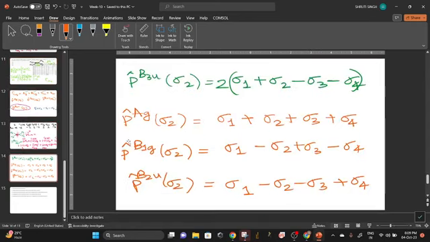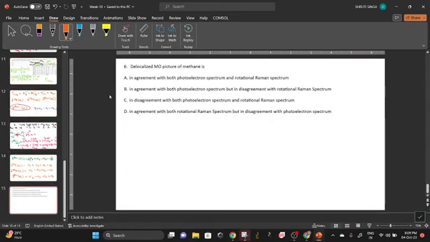Next is what? So the next question is, the delocalized MO picture of methane is in agreement with photoelectron spectroscopy and rotational Raman spectroscopy. So the correct answer is the first, Raman and rotational Raman. Both.